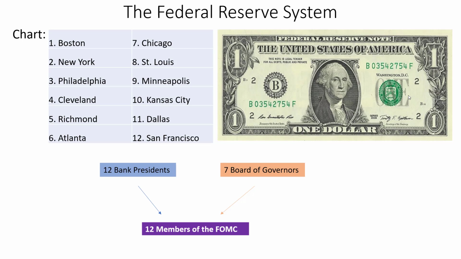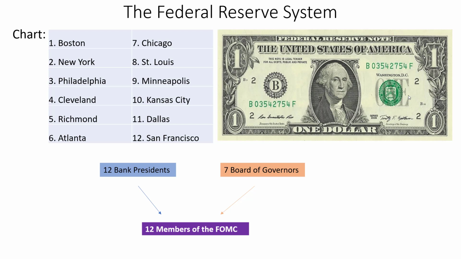So what you have here are the 12 central banks that comprise the Federal Reserve System. So we have Bank 1 in Boston, Bank 2 is in New York, then we have banks in Philadelphia, Cleveland, Richmond, Atlanta, Chicago, St. Louis, Minneapolis, Kansas City, Dallas, and San Francisco. So 12 major cities throughout the United States.